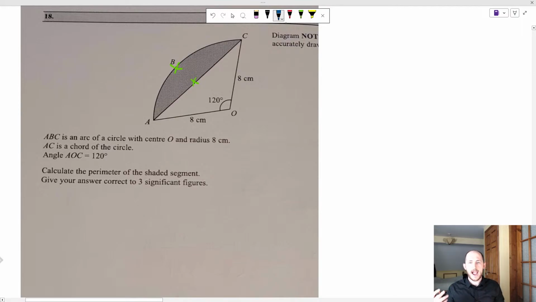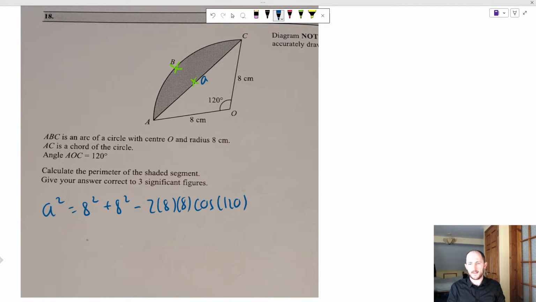Well, have a look at this. First of all, this is a triangle. We have two sides and the angle between them. We want the opposite side. That should scream cosine rule. Well done, pro player. Okay, so let's just do it. I'm going to call this A, just to make it easier. So A squared equals 8 squared plus 8 squared minus 2 times 8 times 8 times cos 120. And then I'm just going to write what the answer is there.